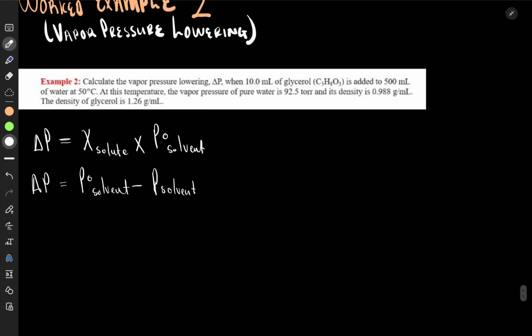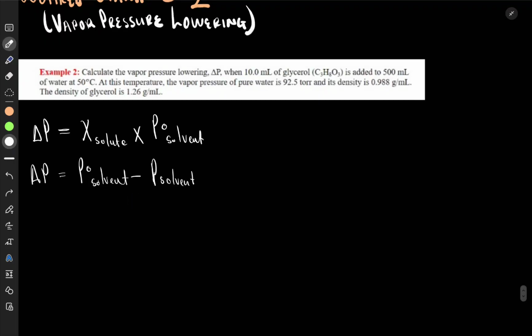Either way, the first one is going to be this one. That's the one we use. So let's go for it. For us to use it, we need to find this x. And for us to get the x, we need to first find the number of moles of each of the guys.